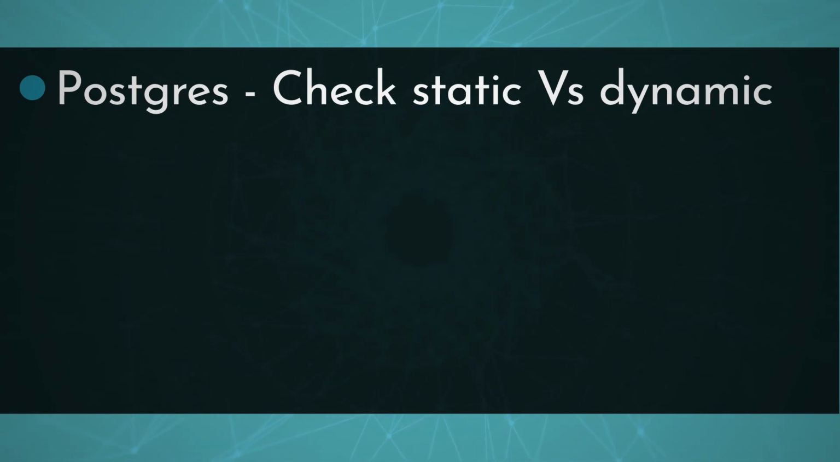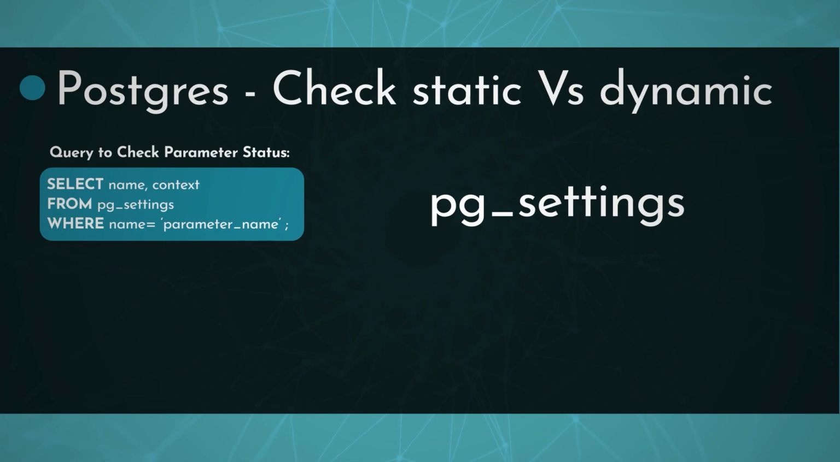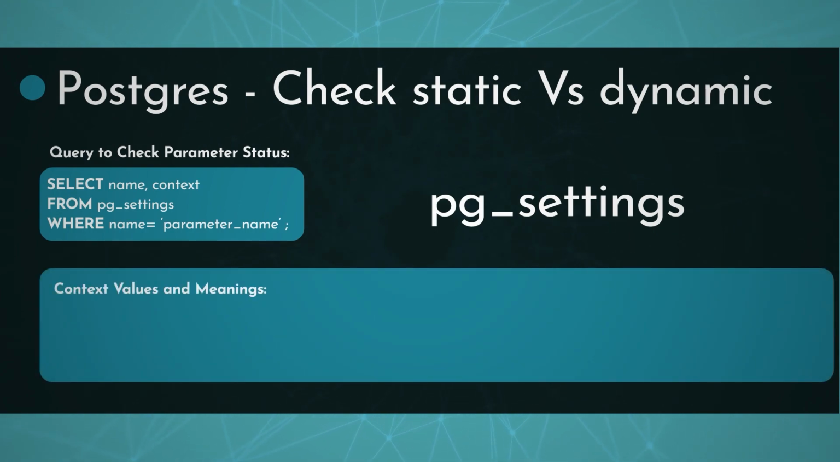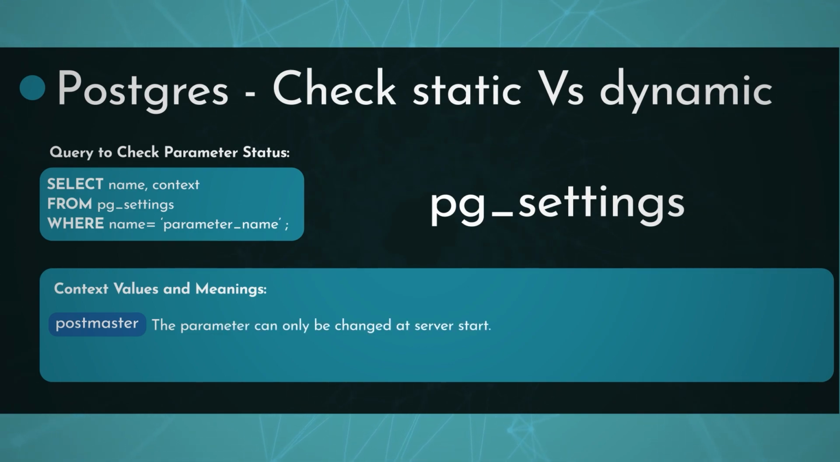In Postgres, pg_settings is equivalent to V$PARAMETER, and if you want to check whether a parameter is static or dynamic, you refer to the column called context. And if the context has postmaster, it means that it's a static parameter and it needs a restart. The other ones have different meanings, and we're not going to discuss that in this video, but for now just remember that if it has postmaster, it means it's a static parameter and it needs a restart.